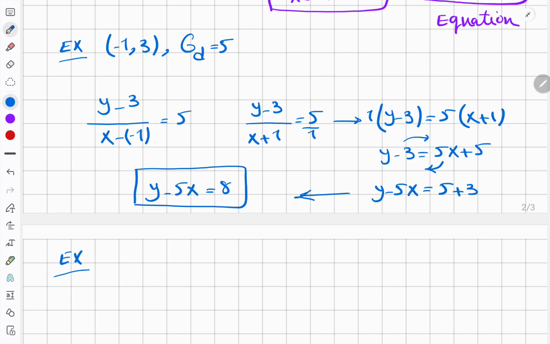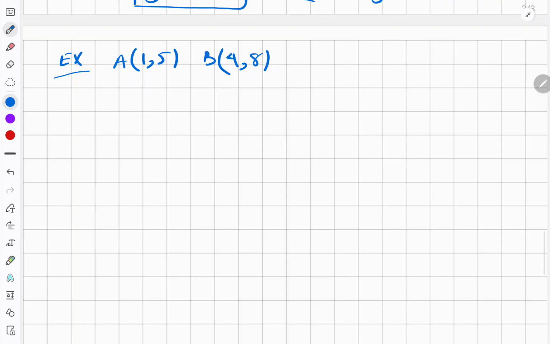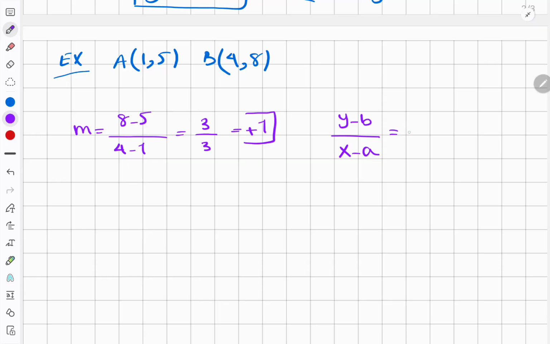If we have 2 points, 1 and 5 and 4 and 8, so we know that a and b lie on a line, and we are going to write the equation of this line. Okay, so I'm going to use these 2 points for finding the gradient. The gradient is difference of y's over difference of x's. So 3 over 3 is +1, the gradient. And we have this formula: y minus b over x minus a equals gradient.